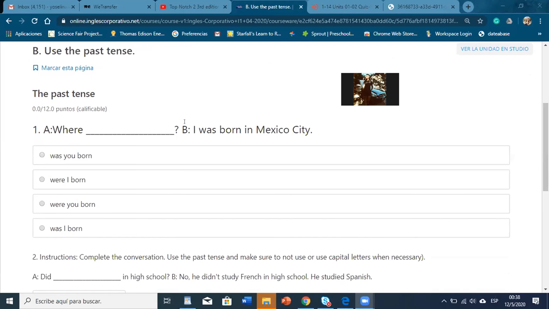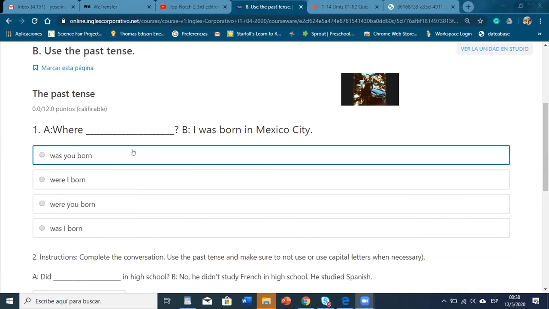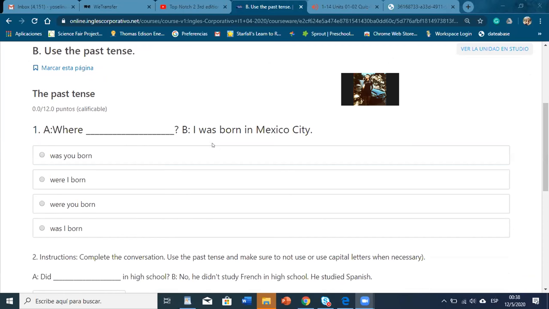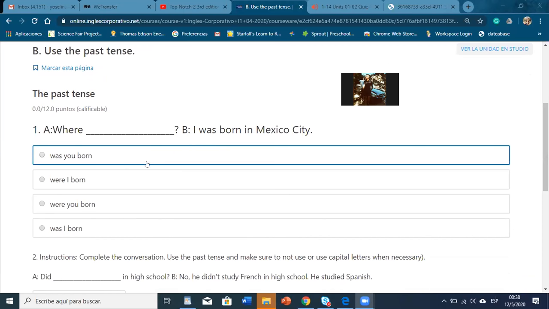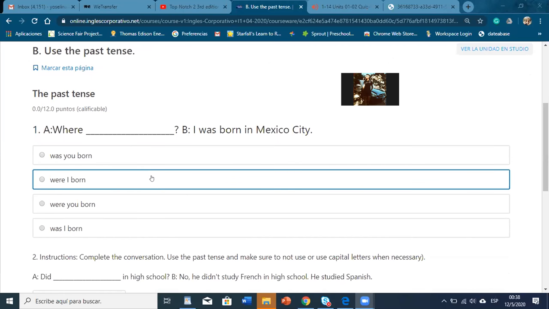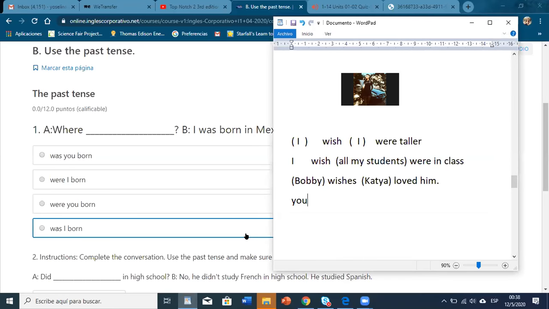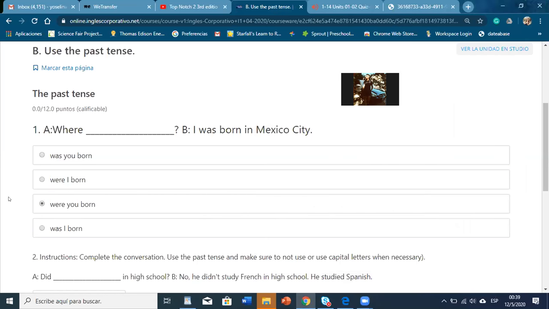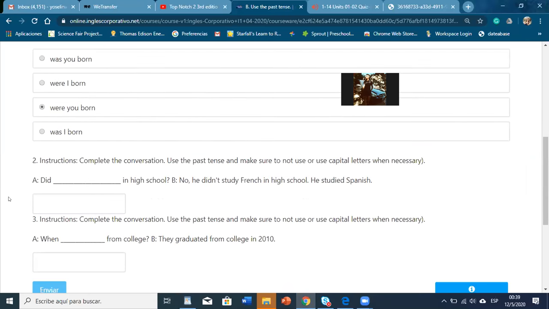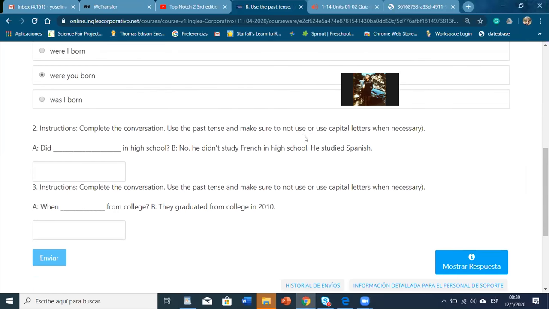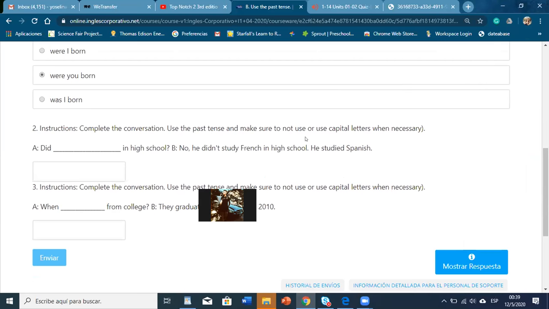Read the statement. Where was you born? No. Where were you born? Guys, where were you born? The third one. Very good. Right, number 2 says use... Oh my gosh. To put this in order? No. Okay. Complete the conversation in the past tense and make sure you do not use or use capital letters when necessary.